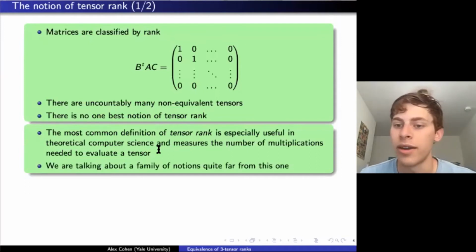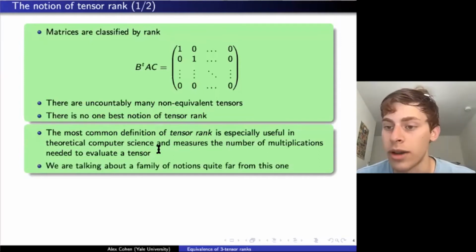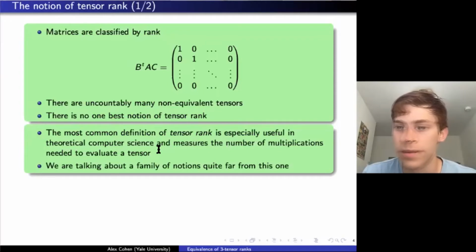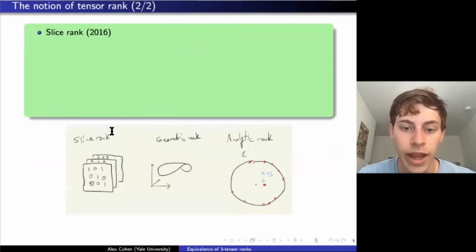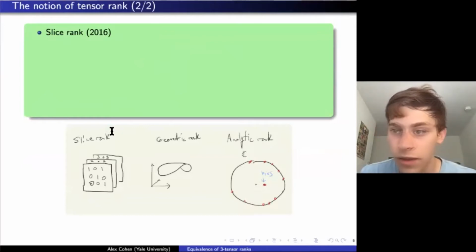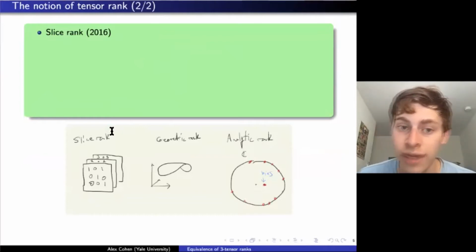We are talking about a family of notions quite far from this one, which capture something else about the tensor. The family of notions we're interested in all take values between 0 and n for an n by n by n tensor. Okay, so now let me tell you what we are going to talk about. The first notion of tensor rank we're interested in is the slice rank.